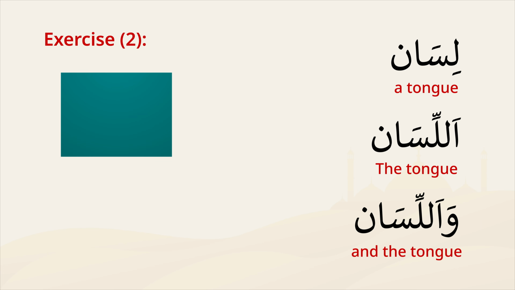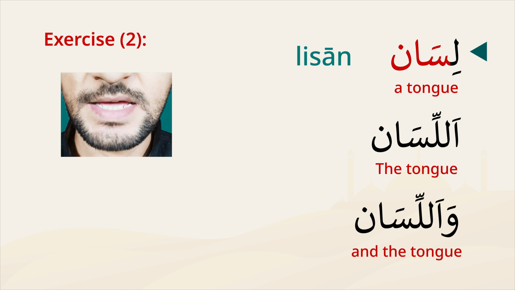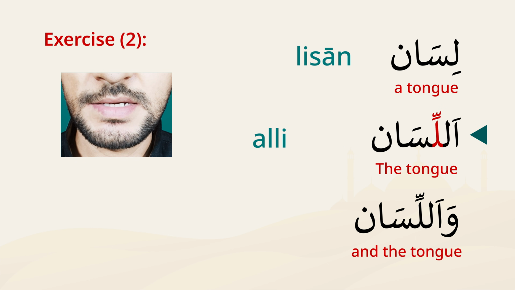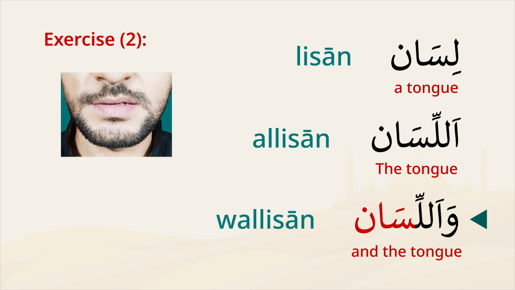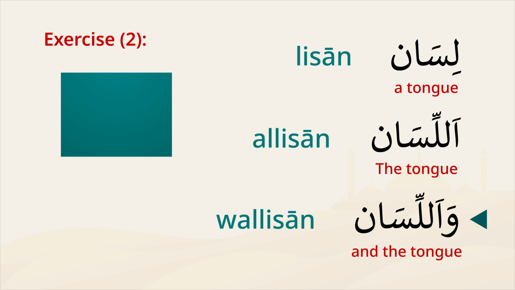Now try the second one and pay close attention. Well, it will be pronounced like this. لسان، اللسان، واللسان. The lam of al is silent in the last case, while the lam at the beginning of the word is doubled.